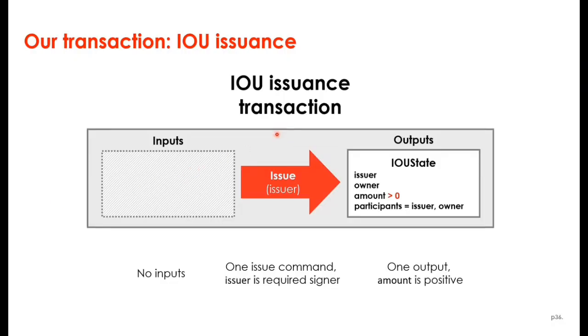So, well, here we go. Here is a great simplification of what we just looked at. Here is our IOU issuance transaction, no inputs. We have that rule that we saw, and you can go back and take a look again. The amount has to be greater than 0. We have one command, issuer, with a required signer. And again, the output needs to be positive, and here are our participants. It doesn't really make sense for an IOU to equal 0 or less than 0.